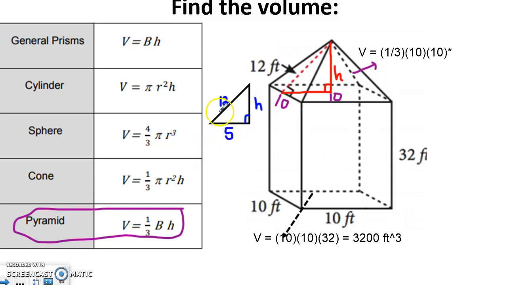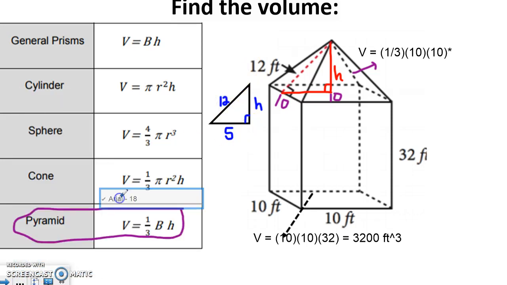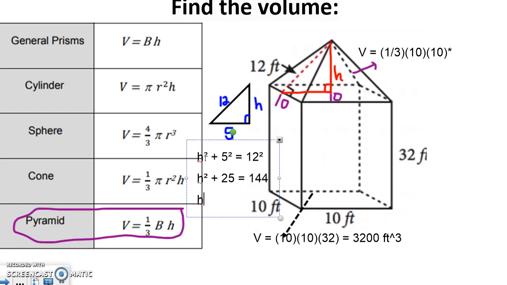All right, so now we're going to use the Pythagorean theorem because we have a right triangle. We know 2 out of the 3 sides, so we can use the Pythagorean theorem to get our height. So we're going to do the height squared plus 5 squared equals my hypotenuse, which is 12 squared. So I'd have height squared plus 25 equals 144. Subtract 25 to the other side. I get the height squared is 119. So the height, I'm going to just write it, is the square root of 119.